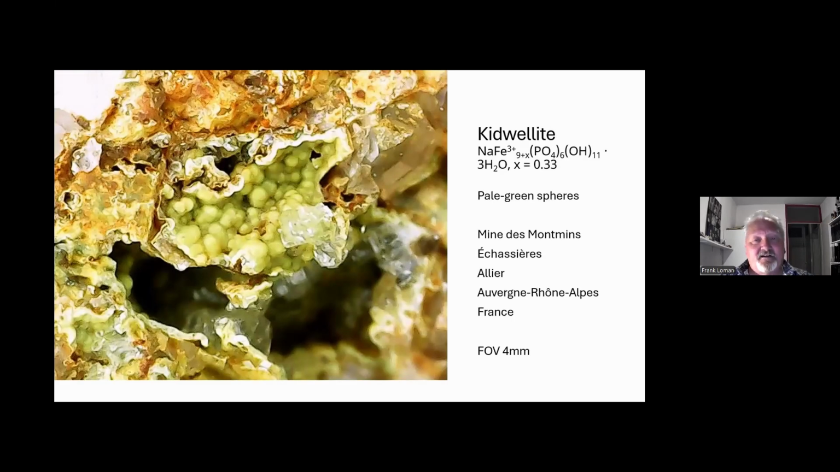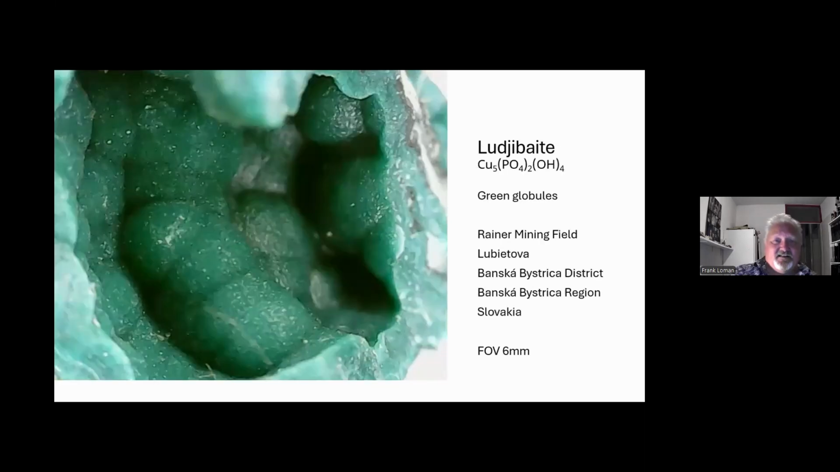Kidwallite, pale green spheres in cavities in matrix, again from the Montmain mine in France. And this one is an odd one. I only have one specimen of lucibiite, and this forms green globules in a cavity in matrix from the Rainer mining field in the Banska Bystrica region in Slovakia.